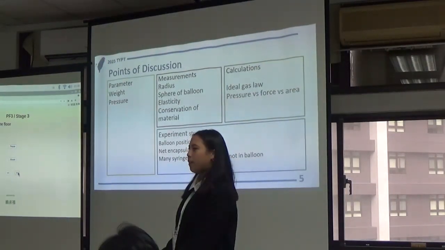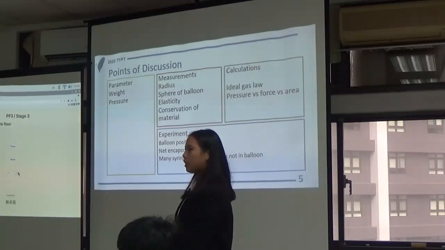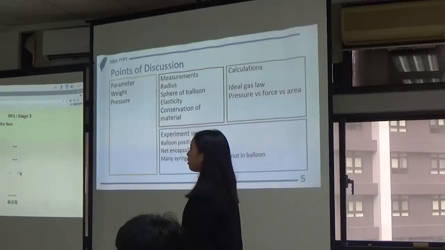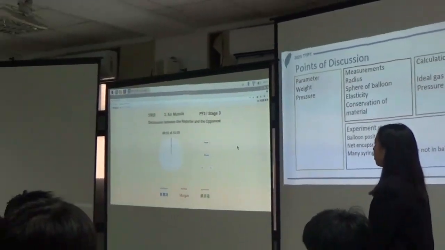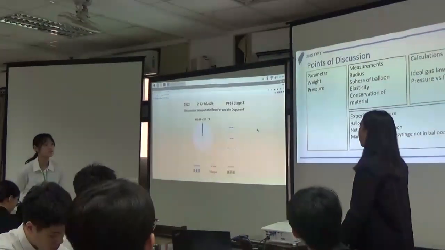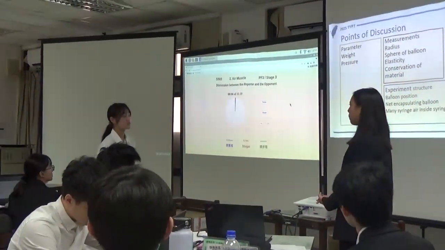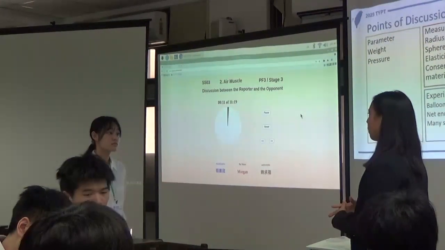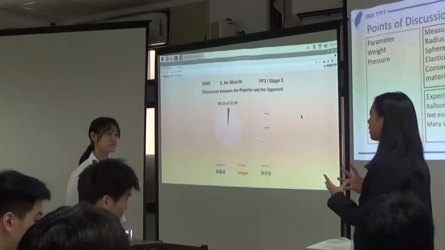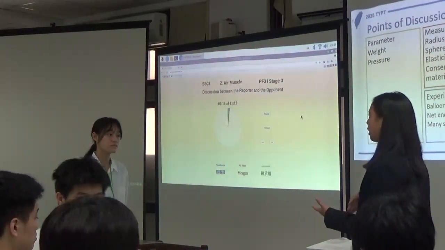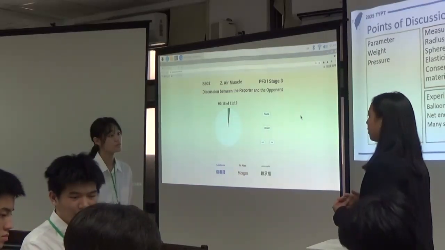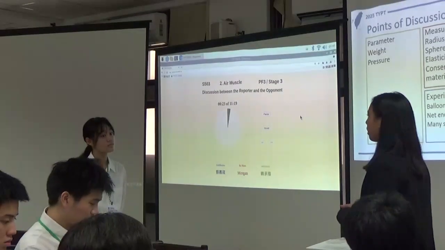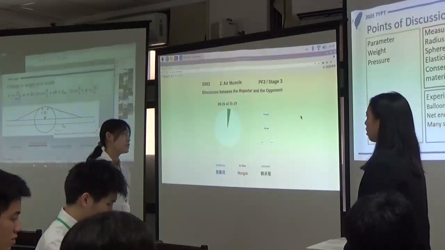So I would like to invite the reporter up for some discussion. First, can we talk about your parameters? The weight that you attach to the balloon. As you attach weight to the balloon, this would change the shape of the balloon, causing it to not be a sphere, as you said when I asked you a question about it. So do you have any justifications, since if it doesn't act as a sphere, your calculations were meant for a sphere-like structure?